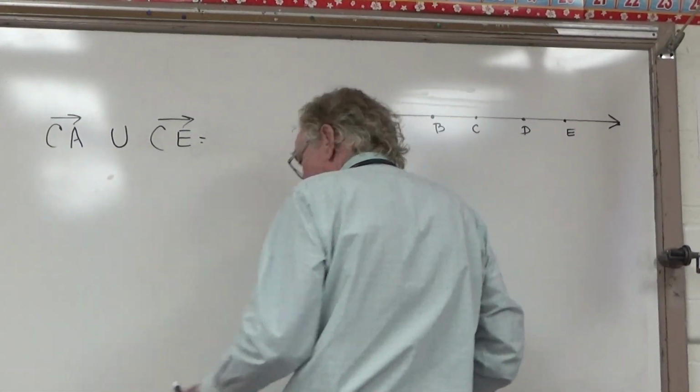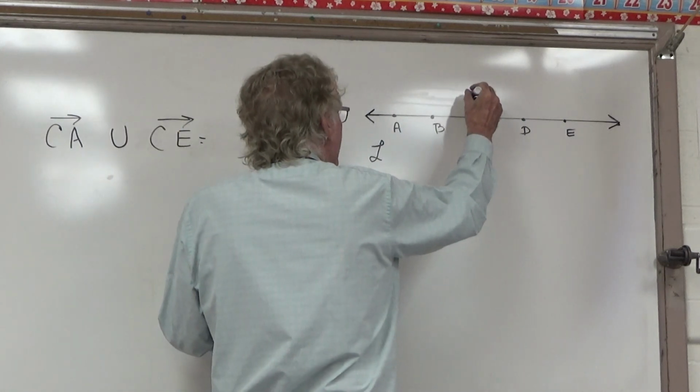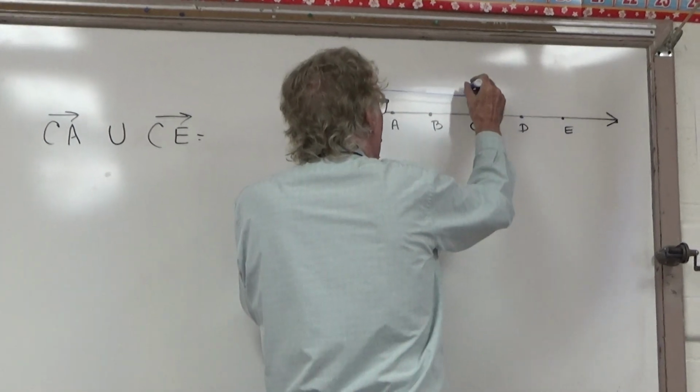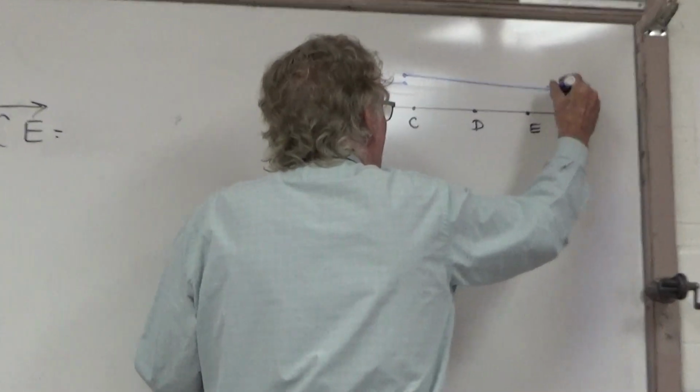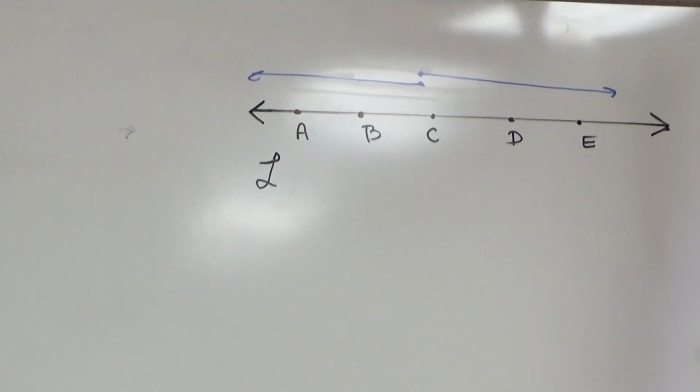Ray CA, starting at C, going through A, continuing forever. Ray CE, starting at C, going through E, going forever. What if I put those two things together? It looks like the whole darn line to me.